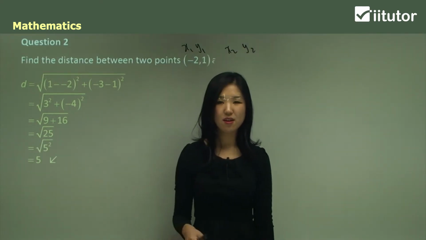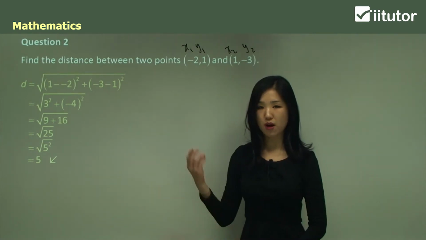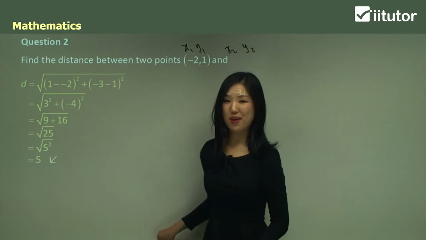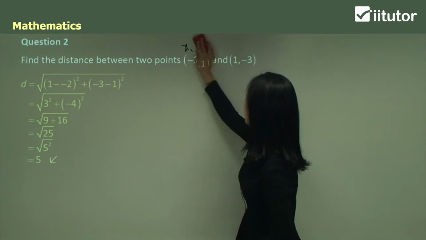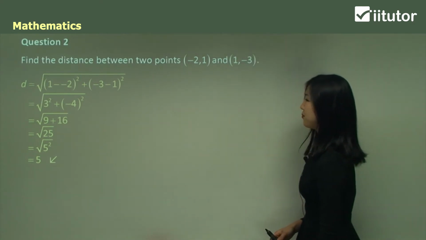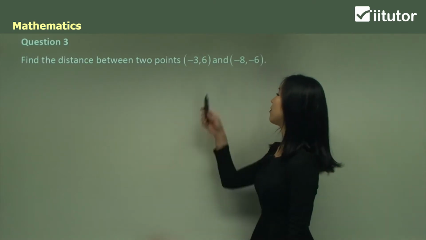That's just the answer. So you should be able to simplify these kind of roots, because we've done a lot of those in our surds part, haven't we? So hopefully you're okay with surds now. That's question 2. Question 3, again, exactly the same question.